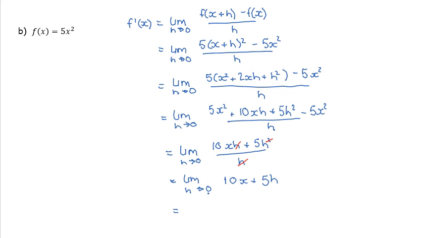Now, at this point, this is a fairly easy one to work out. Like we saw before, we can just substitute our 0 in for h now, because this will be defined if we put h as 0. So the 5h becomes 0, and we get 10x plus 5 times 0, which is just 10x. And again, looking at the start, 5x squared, if we were to differentiate it normally, power down the front, 10x. So 10x, happy with that.